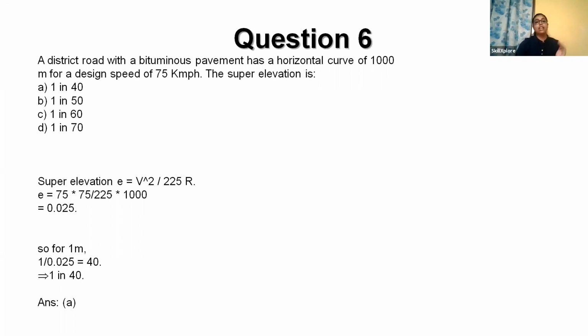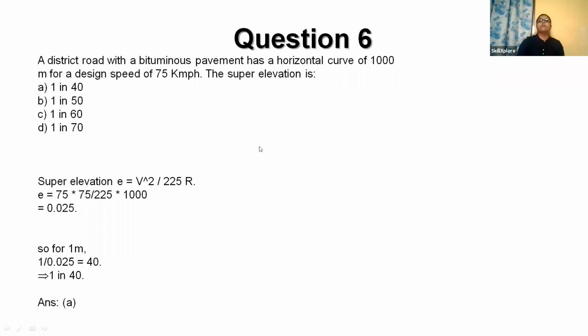So why is it not there? They are asking in the form of how much distance for 1 meter of super elevation, how much horizontal distance for 1 meter rise. So in that way they have asked. So 1 divided by the answer is 40. So the answer is 1 in 40. So you have to check how the answer is given in the options and then you have to choose the option. So the answer is option A, that is 1 in 40. You have to just substitute the values, find the answer, and if it is given in this 1 in something form, then just divide 1 by the answer and you can put it like 1 in 40.